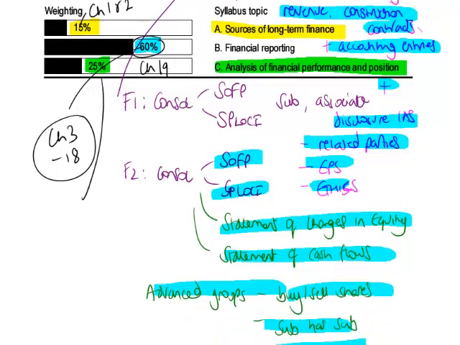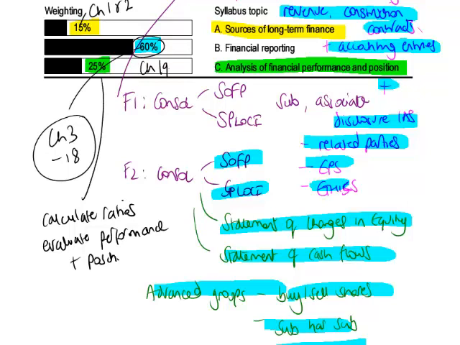Well, if we think about the different syllabus learning outcomes, we're going to have to know how to calculate ratios. They lend themselves well to an objective test question, but also how to evaluate performance and position. So performance is all talking about your profitability, so your margins, and also your efficiency, so your asset turnover ratios. It's really focused on the SPLOCI, whereas position is focused on the statement of financial position and is looking at things like liquidity, your solvency, so your gearing, and also your working capital management, so receivable, payables, and inventory days, which actually you touched on at F1.